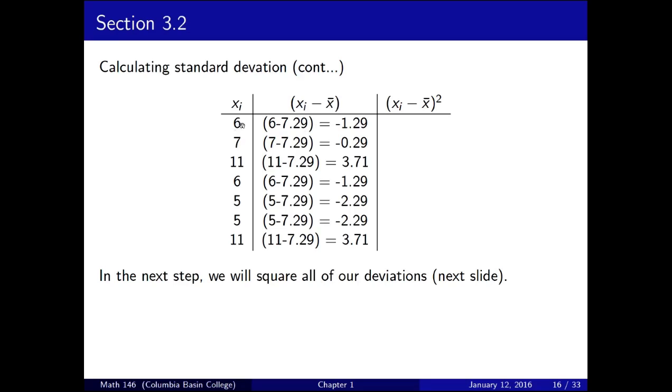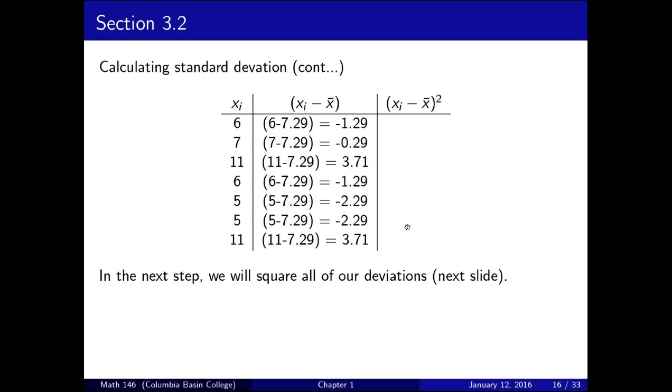My first observation was 6. I'm going to take 6 minus 7.29. That's a negative 1.29. The next was a 7. 7 minus 7.29, that's a negative 0.29. 11 minus 7.29, that's a 3.71, and so on. These right here are what are referred to as the deviations. This is how far the observation deviates from the mean. So these are our deviations.